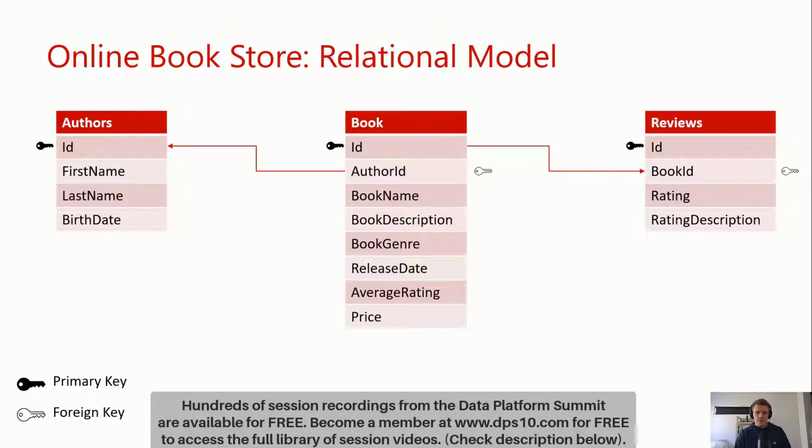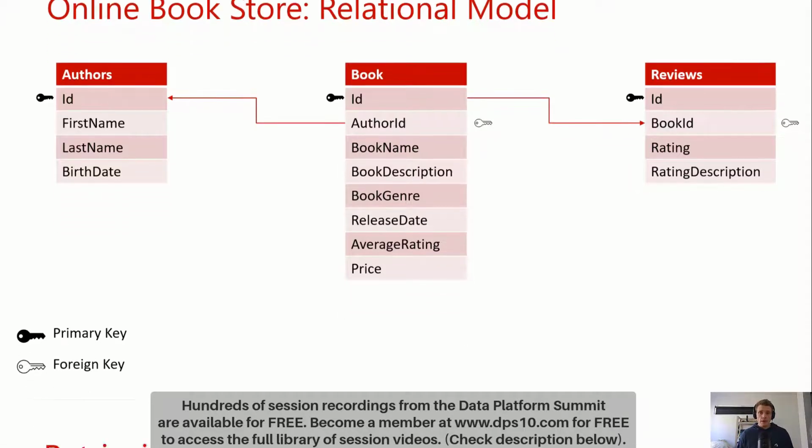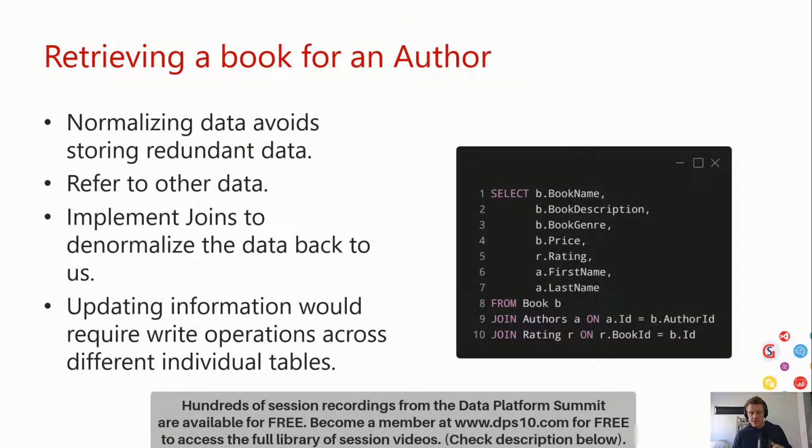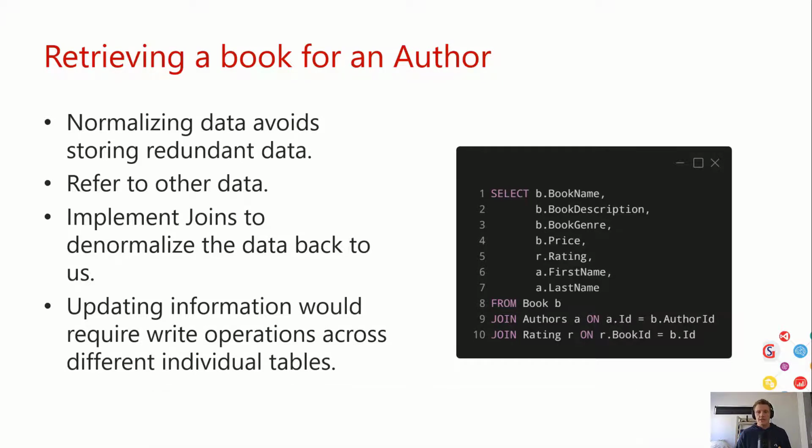So for example, if we wanted to retrieve all the books that were written by a particular author, we might write a query something similar like this. Essentially, to get a book for an associated author, along with all the ratings of the books that they've written, we'd need to use joins to denormalize their data whenever we want to see that information. Alternatively, updating all of this information would require us to perform write operations across multiple individual tables.